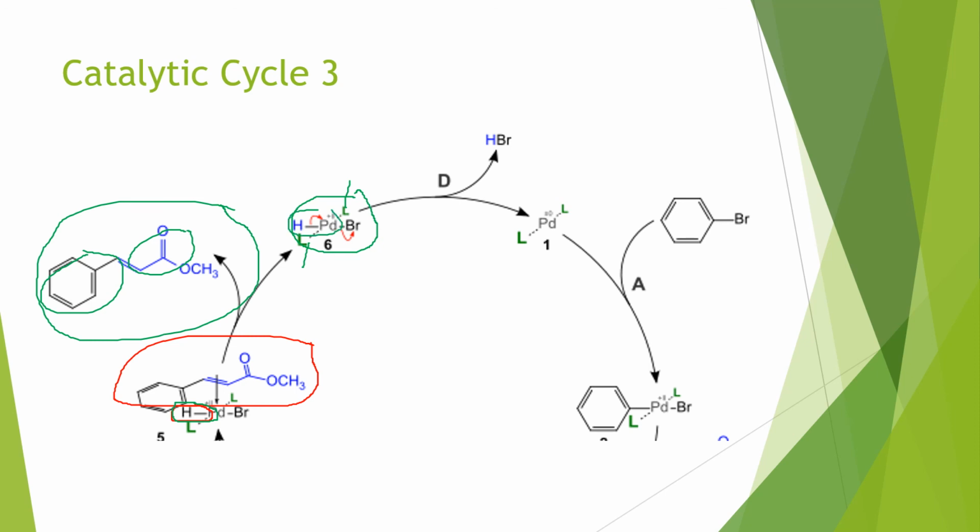Because that hydrogen and that bromine are still on the structure, they can come off so that we can reform our palladium catalyst, and then the cycle repeats as per the catalytic cycle.